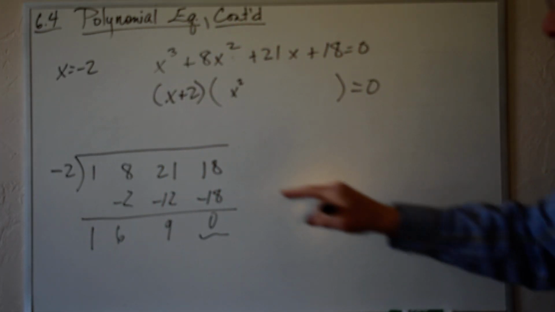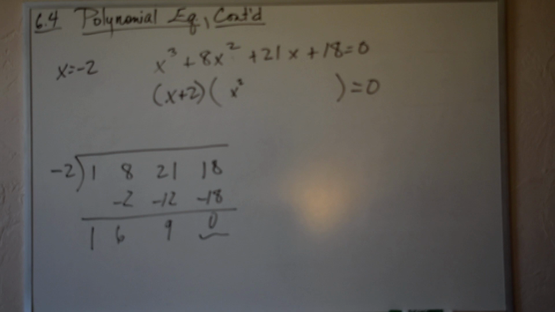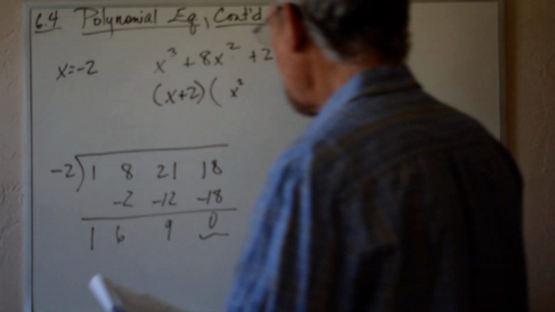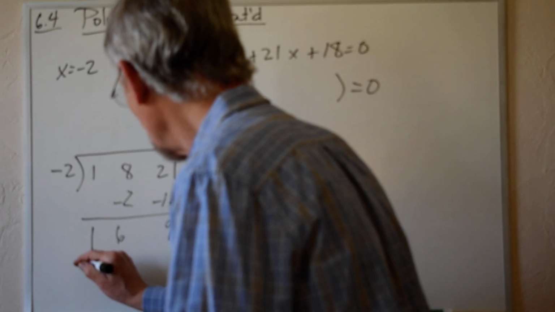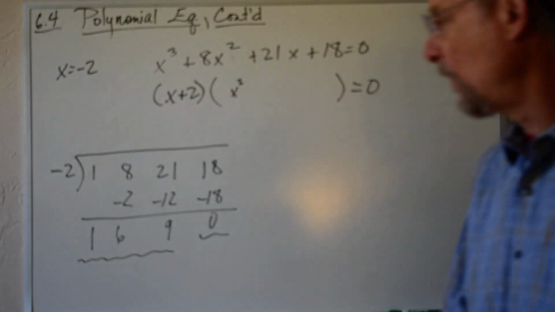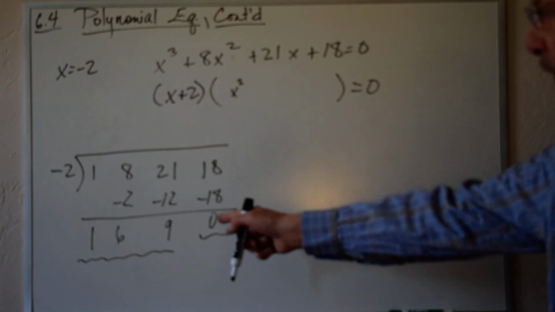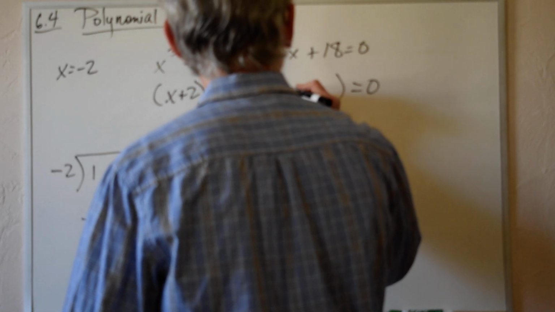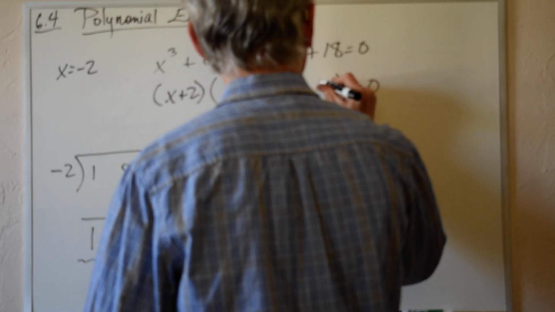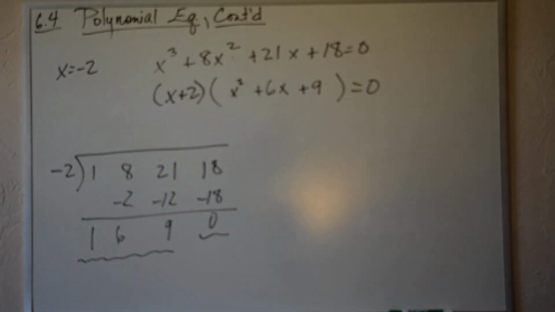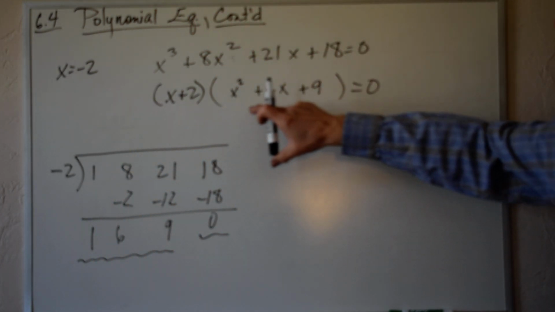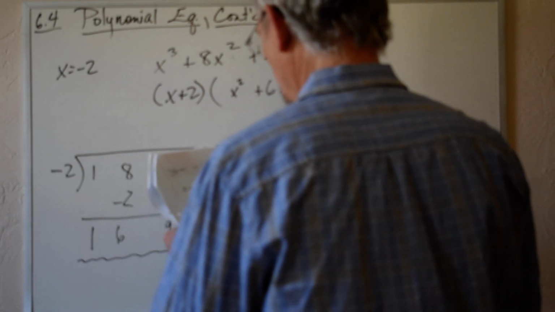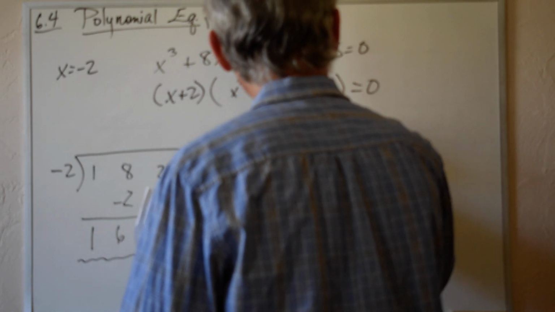So that proves that x plus 2 is a factor of that polynomial. And it also proves those are the coefficients of my quadratic, right? That's my quotient after I do the division. So it's 1x squared plus 6x plus 9 equals 0. All I have to do is factor this so that I can get the rest of the roots of this equation. So I'll go over to here.